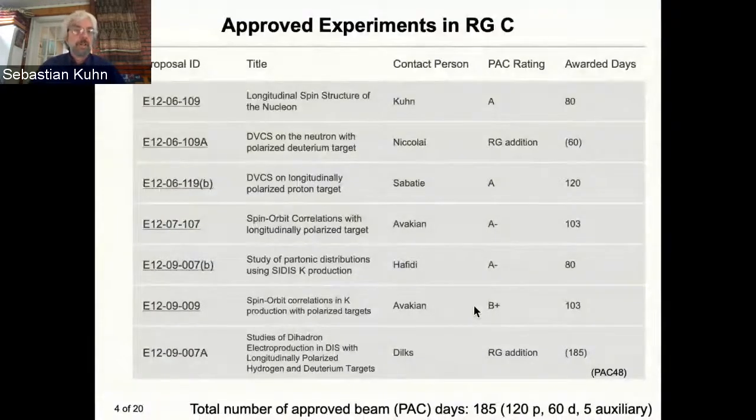So there's a total of seven experiments in Run Group C. Five have actually been approved separately by the PAC, and two are Run Group additions that came on later. The latest one was presented a month ago and endorsed. Each one of these experiments has a slightly different number of approved days, but if you make the union of all these sets of approved days, it can be summarized as 120 days on the proton, 60 days on the deuteron, and 5 days for auxiliary measurements.